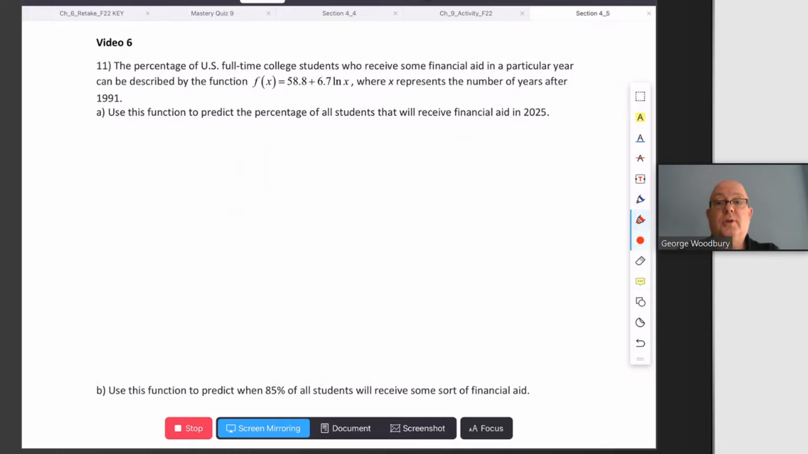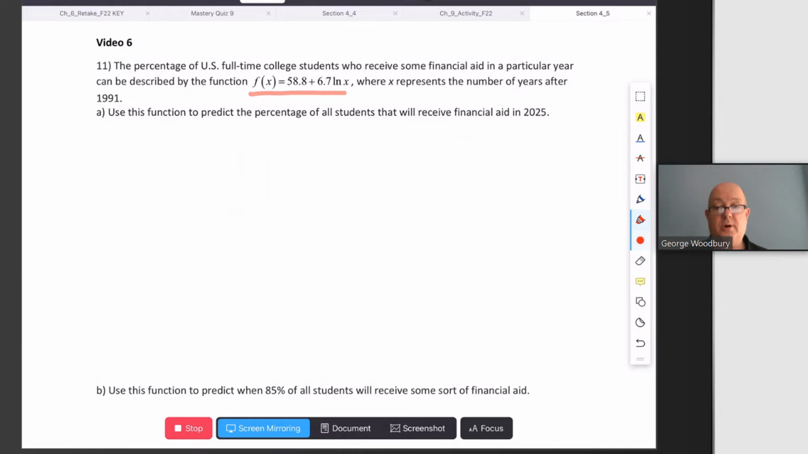The percentage of U.S. full-time college students who receive some financial aid in a particular year can be described by the function f of x equals 58.8 plus 6.7 times the natural log of x, where x is the number of years after 1991. Use this function to predict the percentage of all students that will receive financial aid in 2025. So this part of the problem is a simple evaluation of the function.